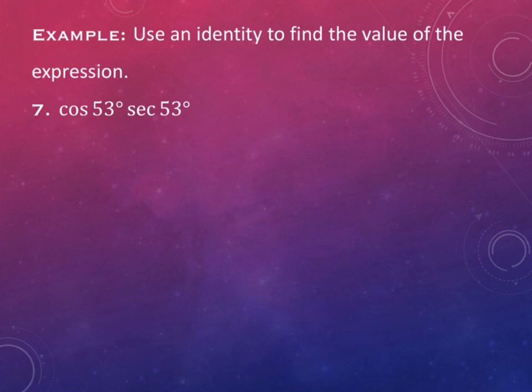They're reciprocals. Multiplicative inverses are reciprocals, right? So I can rewrite secant how? It is 1 over the cosine of 53 degrees. So if I have cosine of 53 degrees multiplied by 1 over the cosine of 53 degrees, what does that give me? 1. It's just 1, right? They're reciprocals of each other. So I just get 1. So you're going to see questions like this as well.